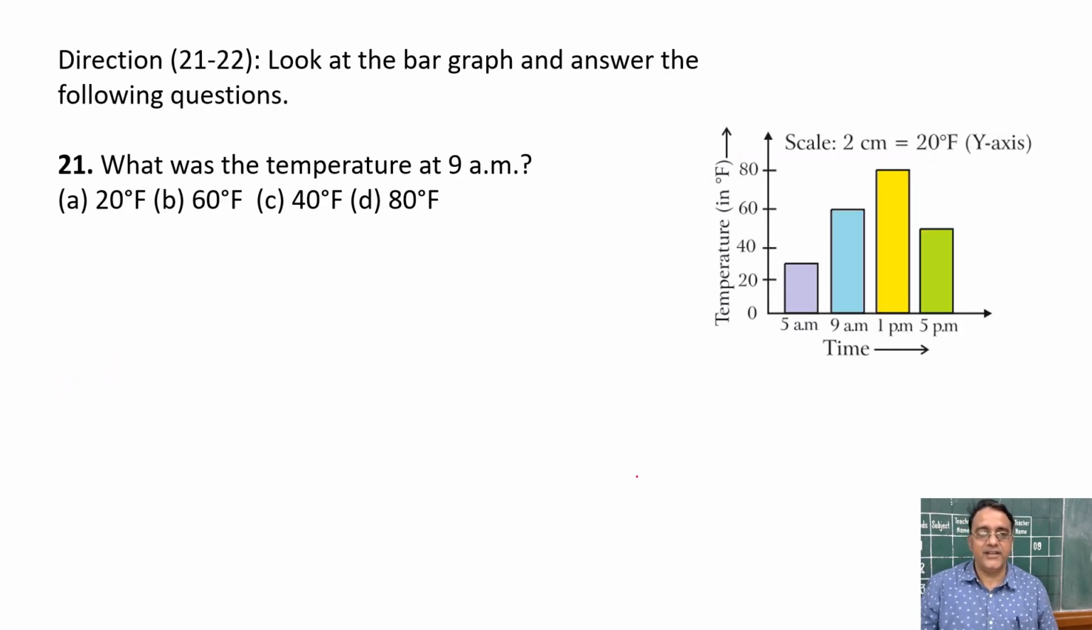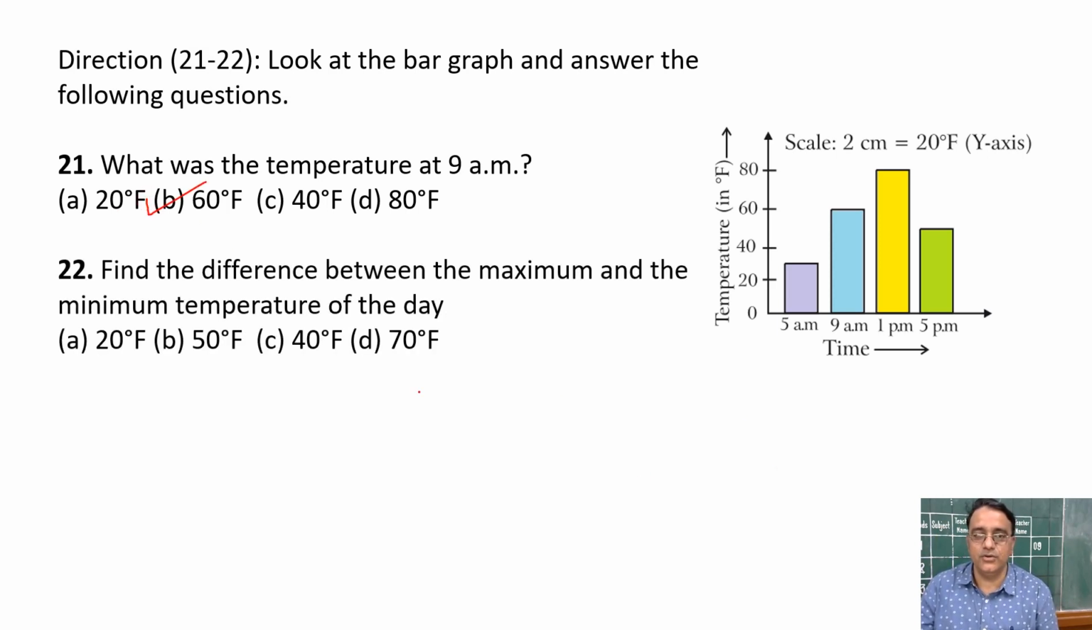Right. Now the next question. Direction 21 to 22. Look at the bar graph and answer the following question. What was the temperature at 9 a.m.? 60. Yes, 60. And the correct option is option B.